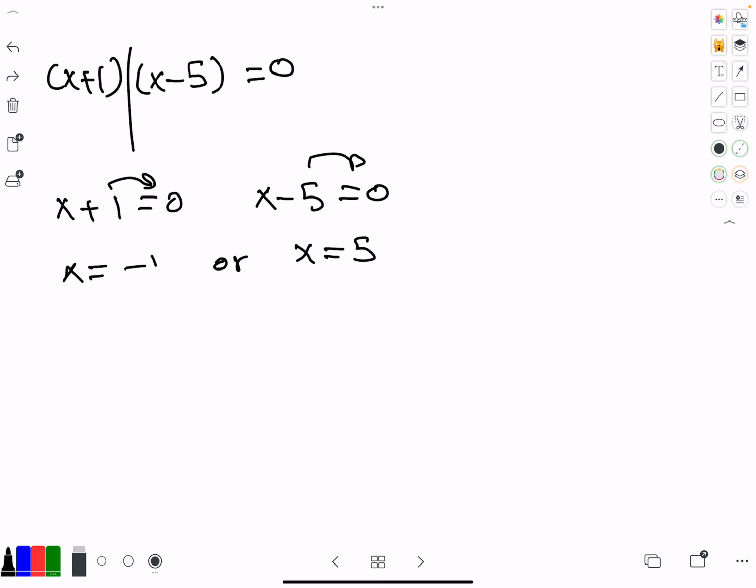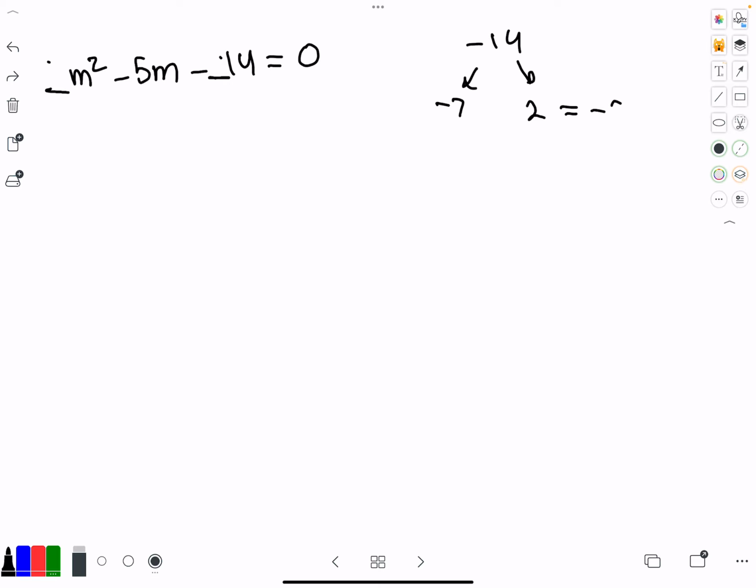The second thing is you're going to need to use your brain a little and factorize. So for example, it tells you find the solution and it gives you m squared minus 5m minus 14 is equal to 0. In this case, you'd say, what are two numbers that when you multiply them give you negative 14, and when you add them give you negative 5? Oh my god, this is so insanely hard. No, it's not. Use your head. You take the negative 14, and if you do negative 7 and 2, you're going to get negative 5.